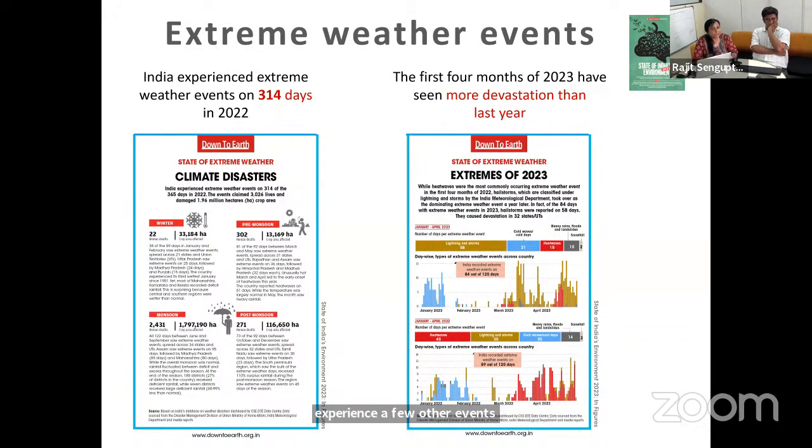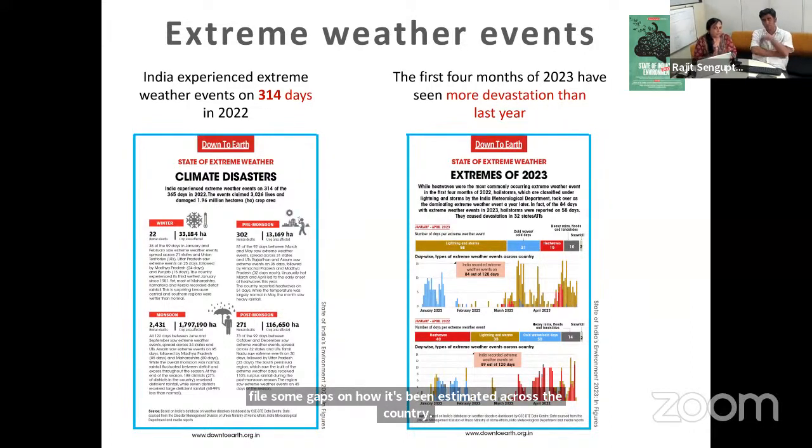And the damage because of that was huge in terms of human deaths and the impact on crops as well. If you go deeper, you realize that despite that, the estimates of loss and damage that we have covered have been underestimates, because we could find some gaps in how it's being estimated across the country. That's one part of the fact sheet in this book.